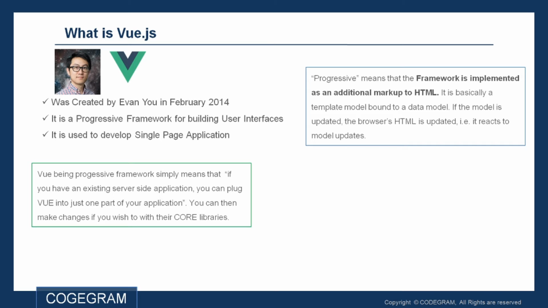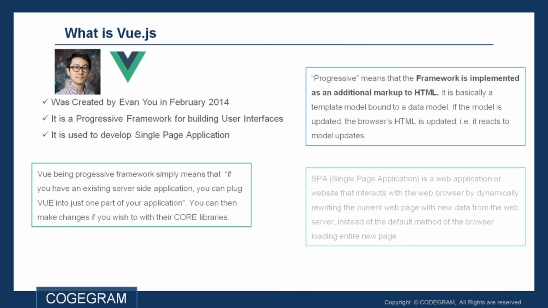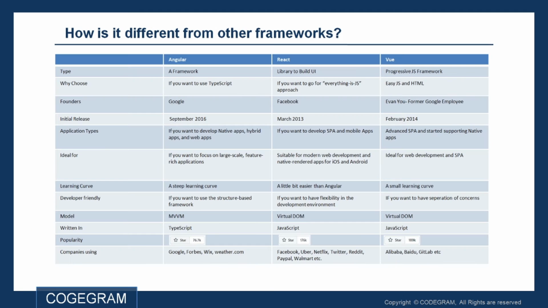Now, when I'm talking about the single page application, what does it mean? A single page application is a web application or website that interacts with the web browser by dynamically rewriting the current web page with new data from a web server, instead of the default method of the browser loading an entire new page. So you will not have multiple HTML files, but you will have one HTML file which will render data dynamically that comes from the server side. That is the meaning of a single page application.